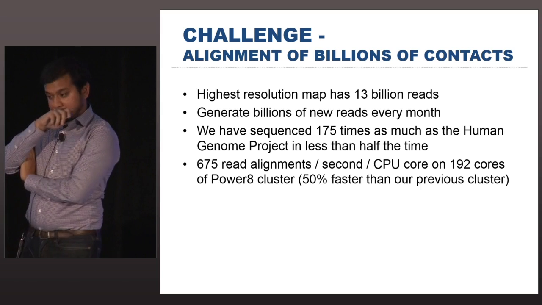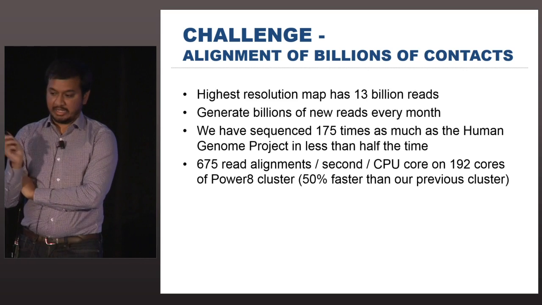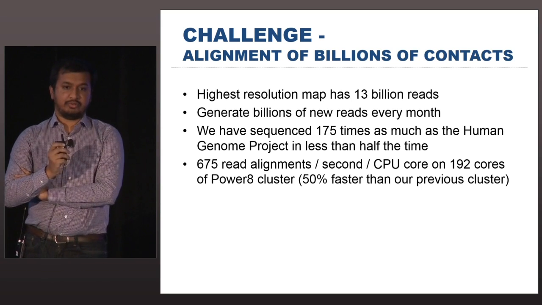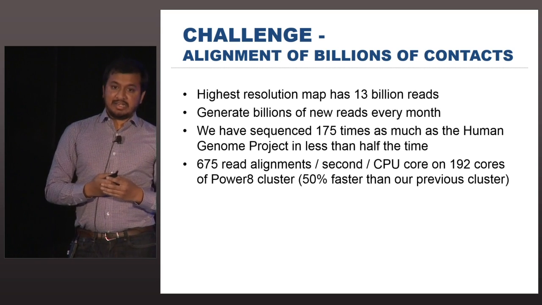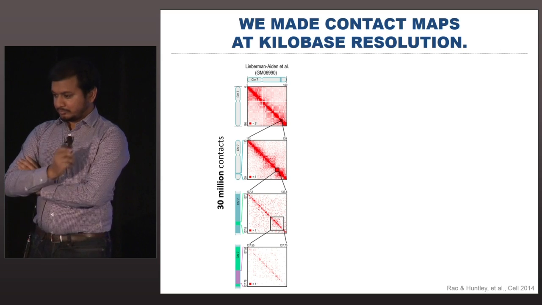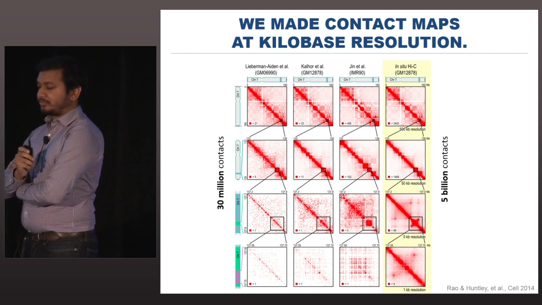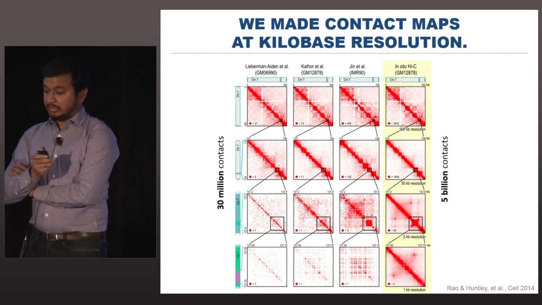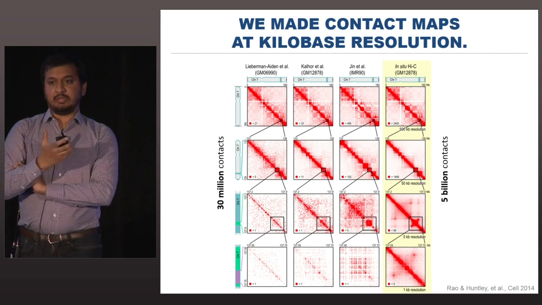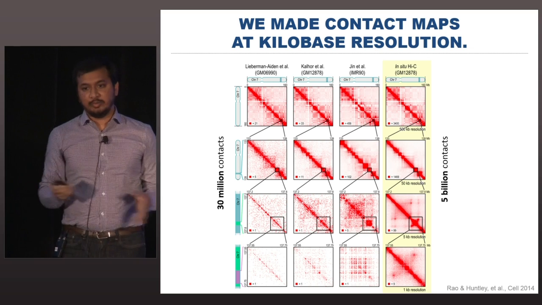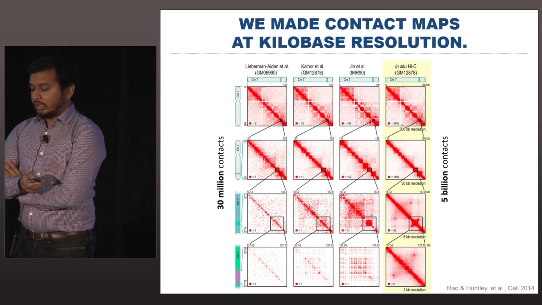And so Power8 has enabled us to do roughly 700 alignments per second per core over the 192 cores of the Power8 clusters, which is 50% faster than our previous clusters. So now we can do these kinds of alignments in hours, where before it would take us much longer. Using that, we can build maps of the 3D genome. In our most recent map, highlighted in yellow, we can look at how the genome interacts with itself at kilobase resolution, which is 1,000 base pairs of DNA. So imagine cutting the genome into 3 million pieces and figuring out how each of those pieces interact with each other.